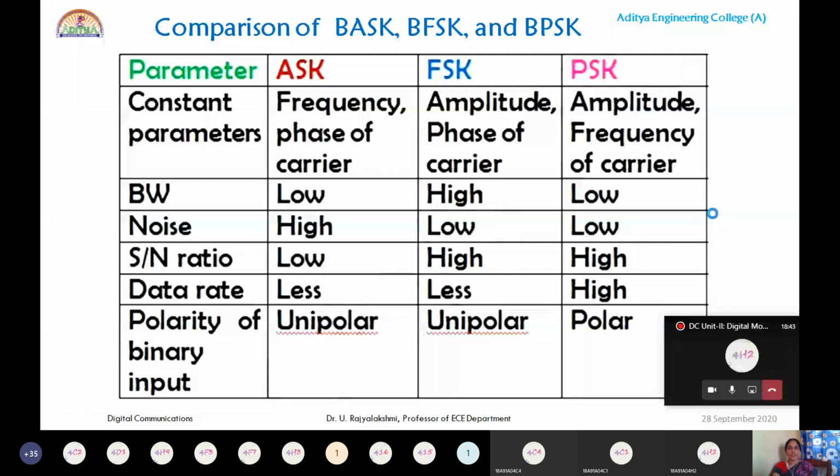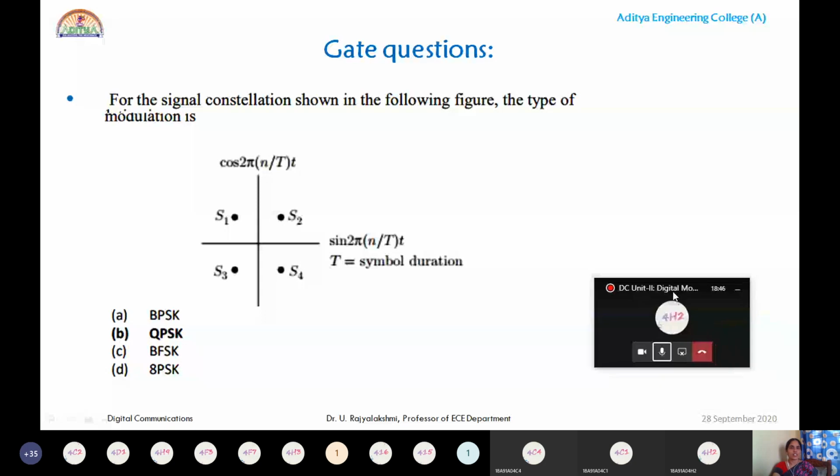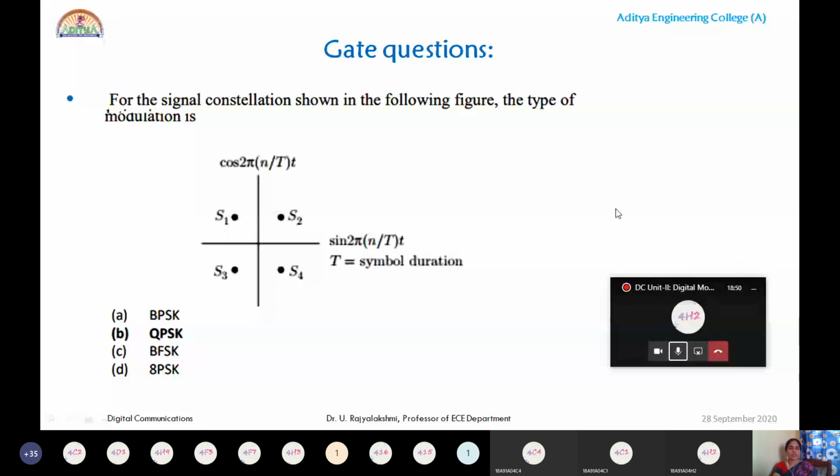Next, today I will discuss some of the problems. Sometimes you may get this type of question in GATE, for entering into a master's degree. Please observe the figure shown here. Now, any one of the students, please respond to my question. For the signal constellation shown in the following figure, tell me the type of the modulation.